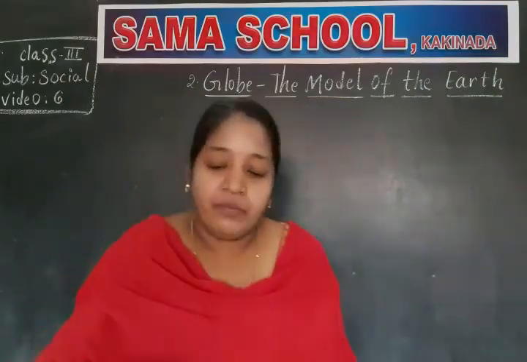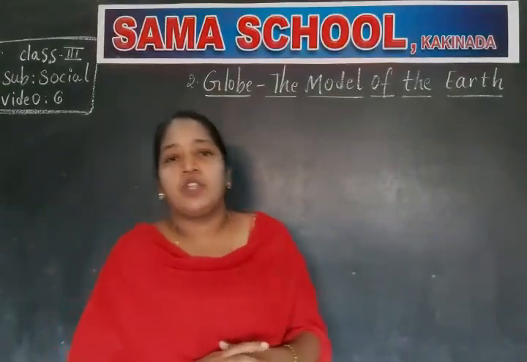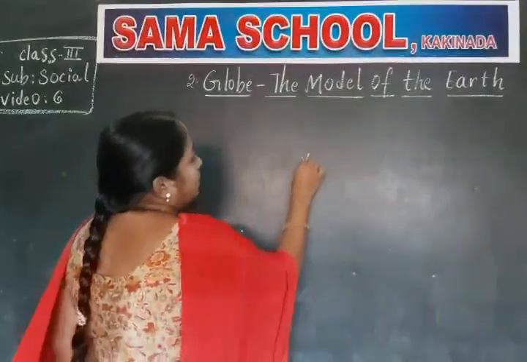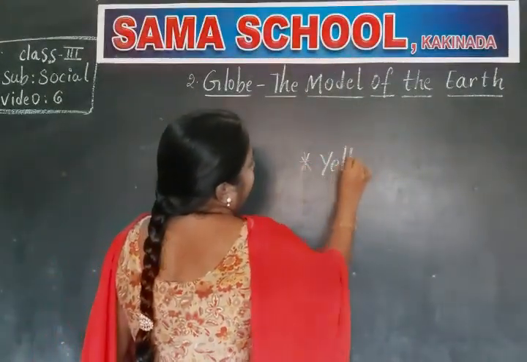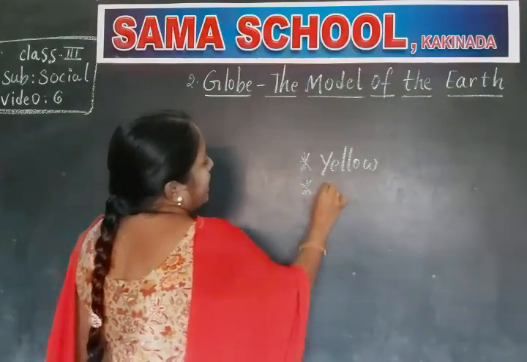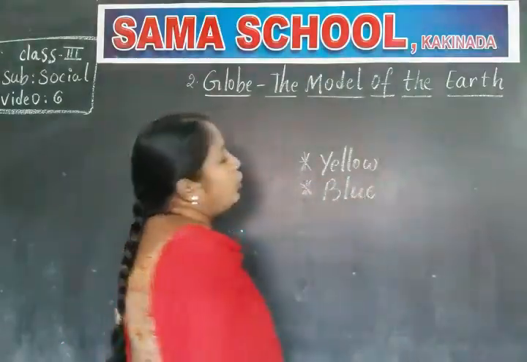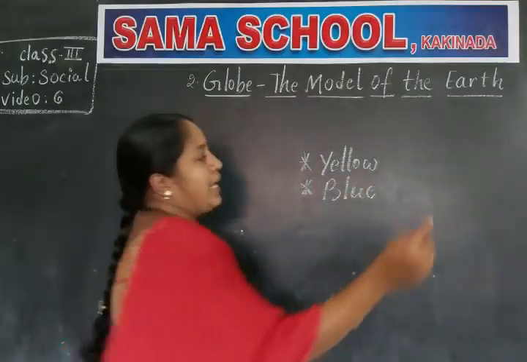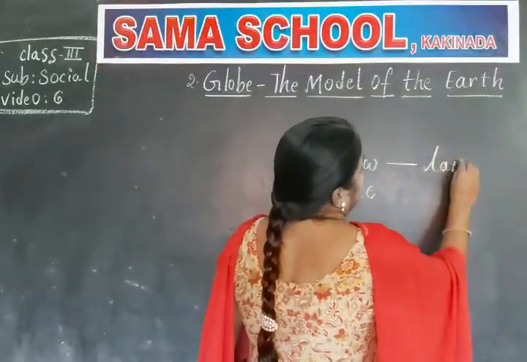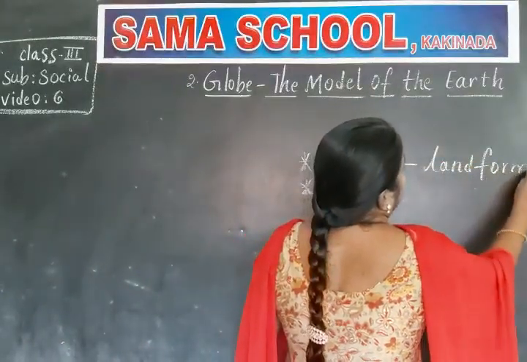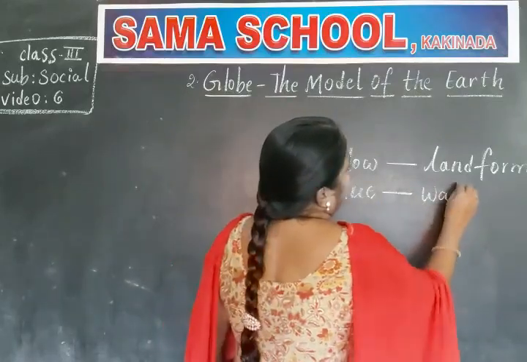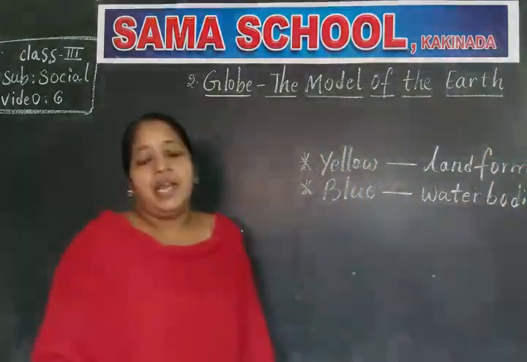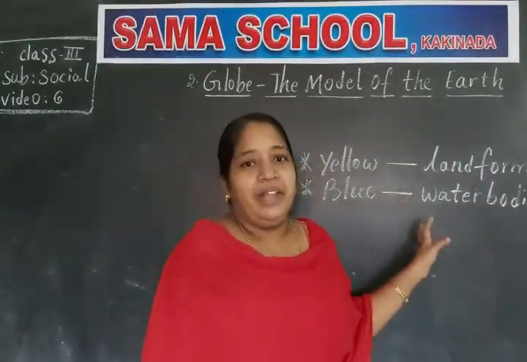Clear, children? What are the 2 colors you have observed on the globe? Yes, one is yellow color and the other one is blue color. These are the 2 main colors you observed on the globe. The yellow color shows the landforms, and the blue color indicates water bodies. These all points you already learned in the previous video.